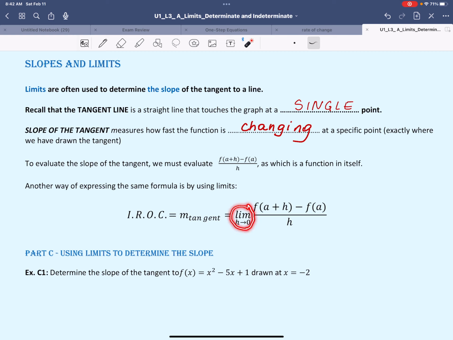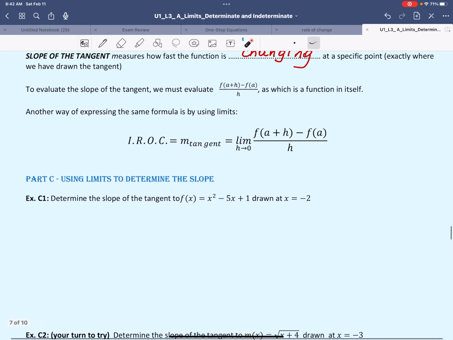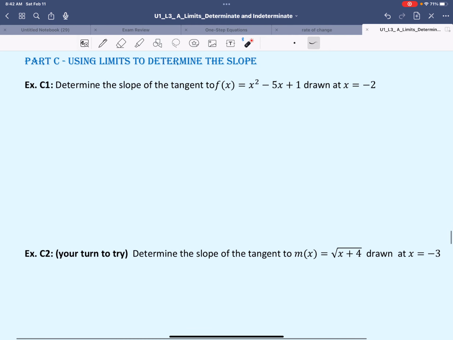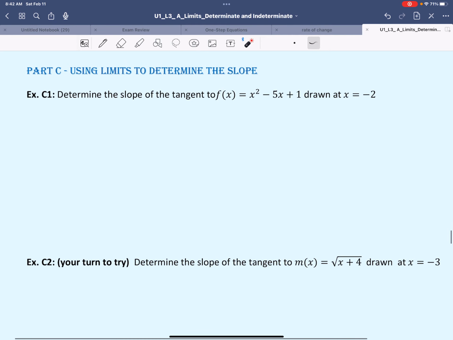We made h equal 0, but we didn't put that in limit notation. So basically what we are doing here is finding the slope of the tangent the exact same way we learned at the beginning of the unit, but we are going to add the meaning of limits. So we're going to use limits to express that. So let's get started with one example just to show what the structure of our work will be like.